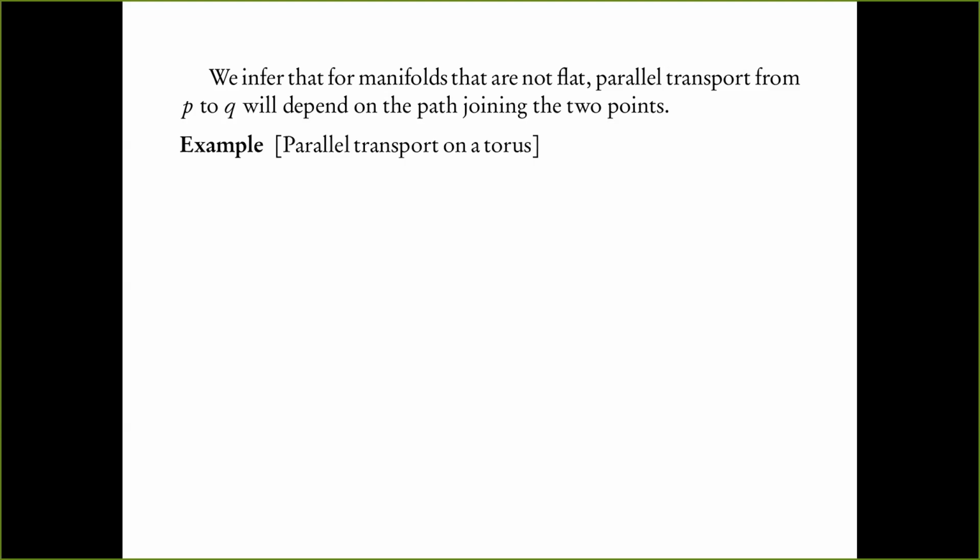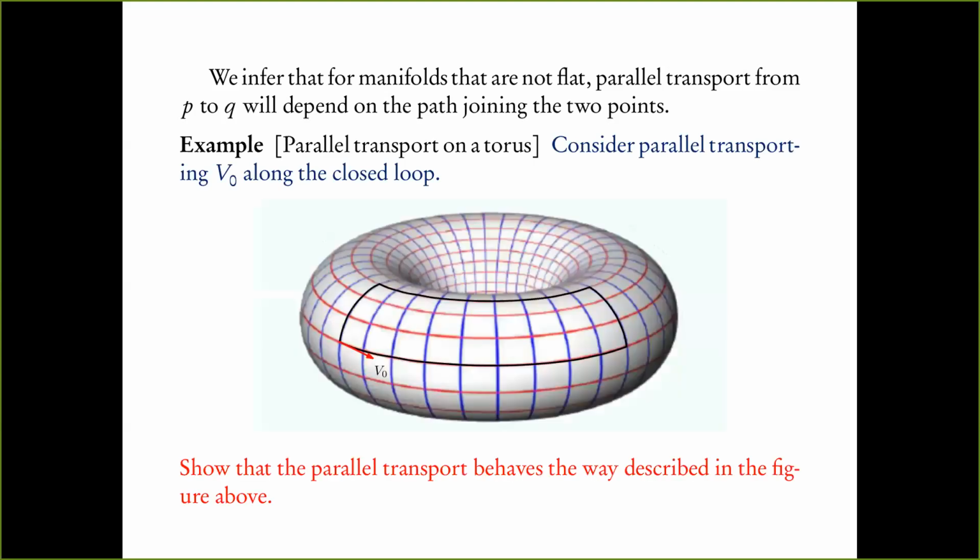Okay. So let's take the torus. Of course, we are not going to take the flat torus, simply because we cannot draw the flat torus in R3. The one we can draw in R3 is non-flat, so let's draw that. So consider parallel transporting V0 along the closed loop. So this is my torus. Okay, I've already given the exercise earlier, but as we move through the slides, you'll see what the exercise is.